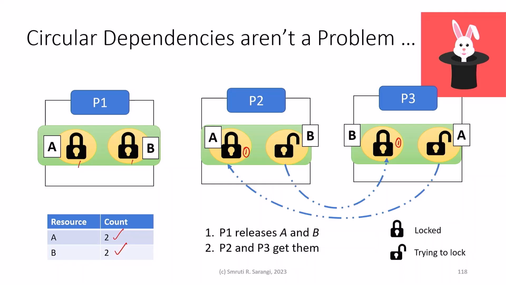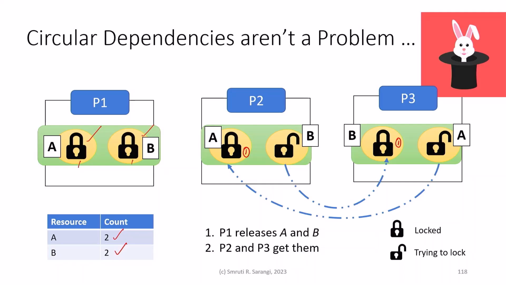The reason it will not lead to a deadlock is because when these 2 resources are released, then they can be given to P2 and P3 respectively. So that's the reason circular dependencies. Also, there are different ways of drawing this graph.